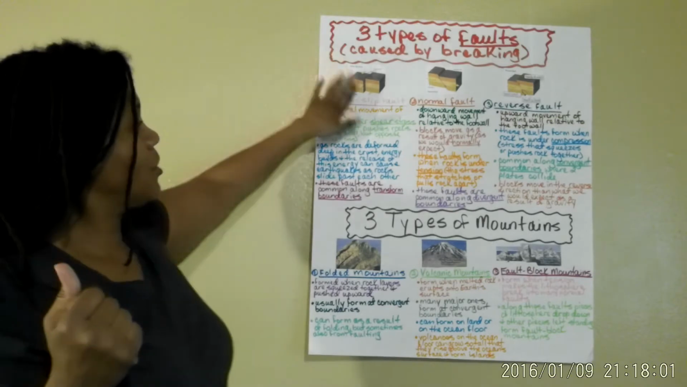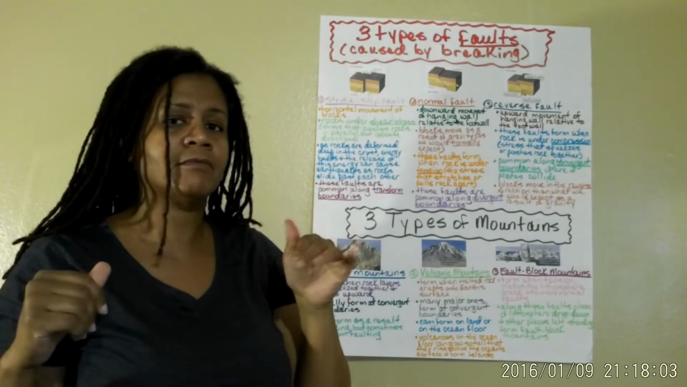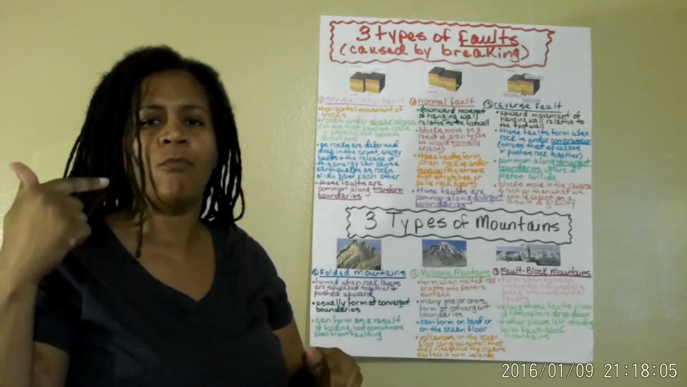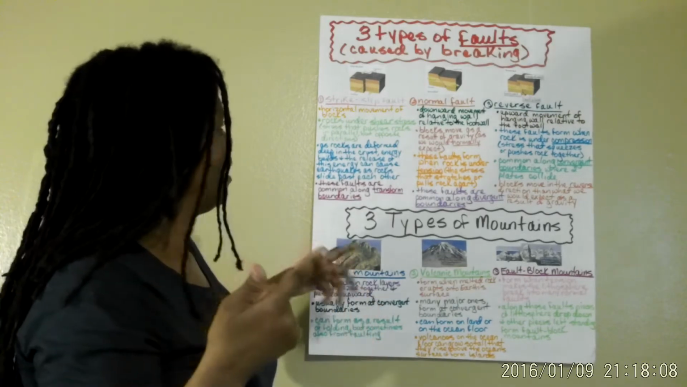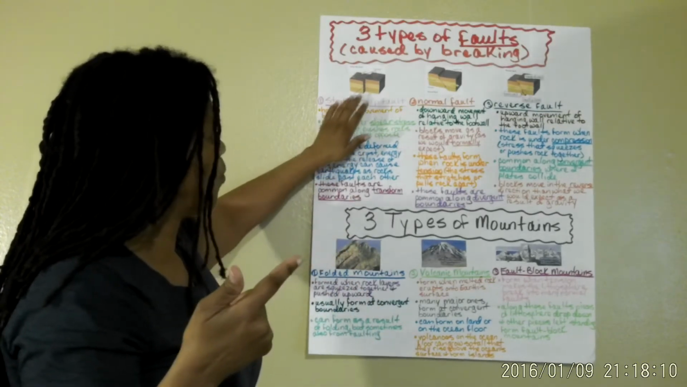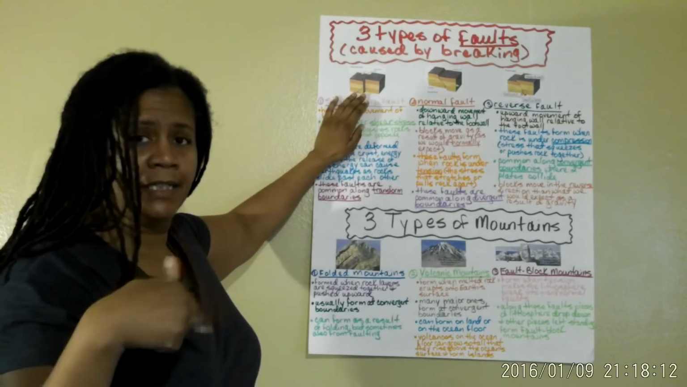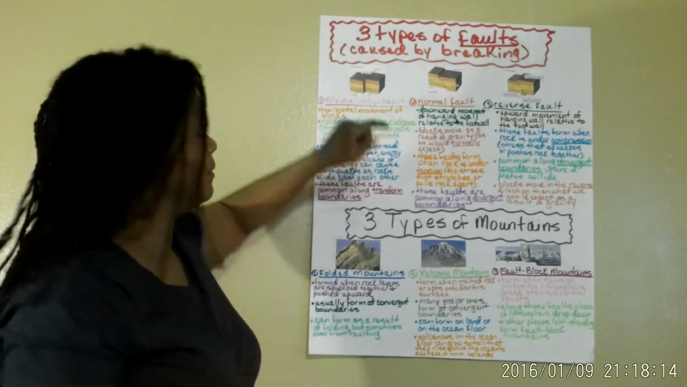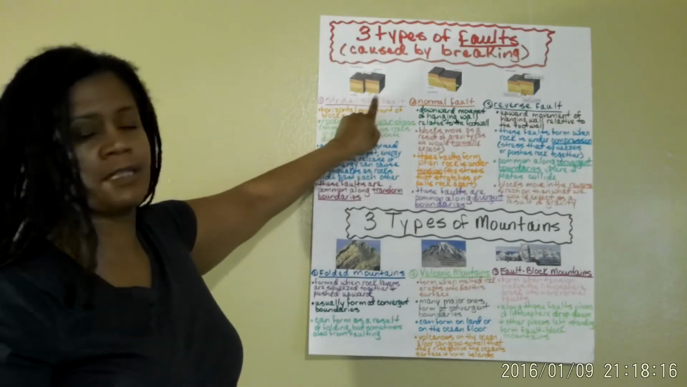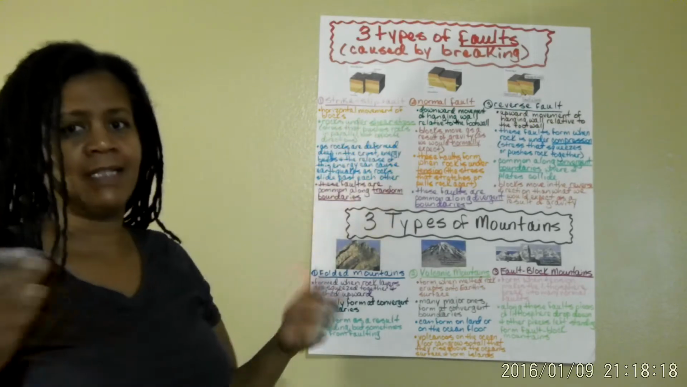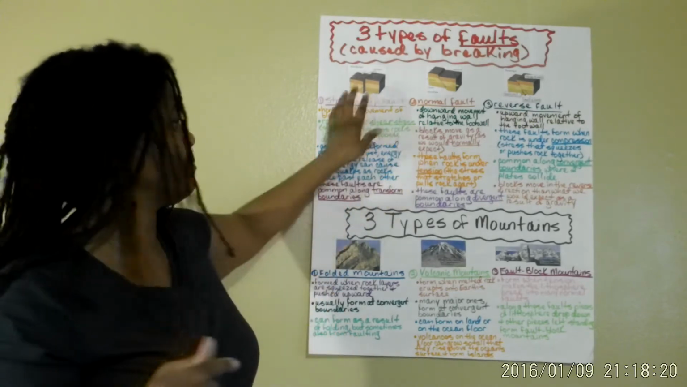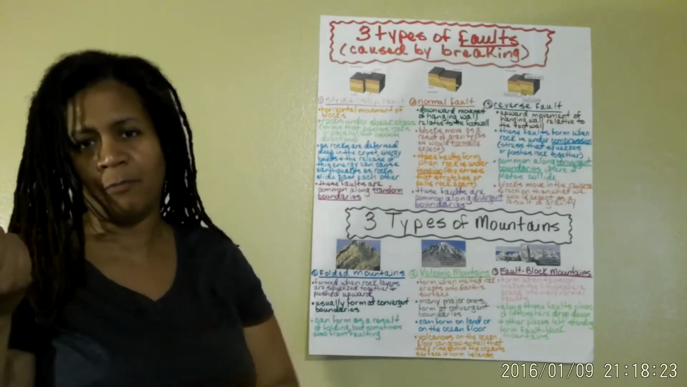Okay? So, the fault kind of tells you a little bit more about what boundary this occurs at. Okay? So, strike slip fault. The word slip tells you right away that's a transform boundary, okay?